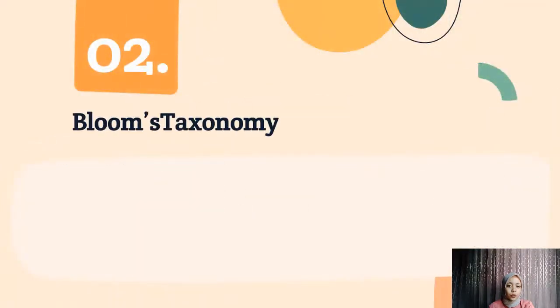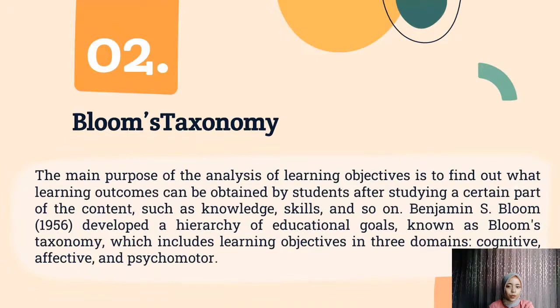Number 2, Bloom's taxonomy. The main purpose of the analysis of learning objectives is to find out what learning outcomes can be obtained by students after studying a certain part of the content, such as knowledge, skill, and so on. Bloom developed a hierarchy of educational goals known as Bloom's taxonomy, which includes learning objectives in 3 domains: cognitive, affective, and psychomotor.